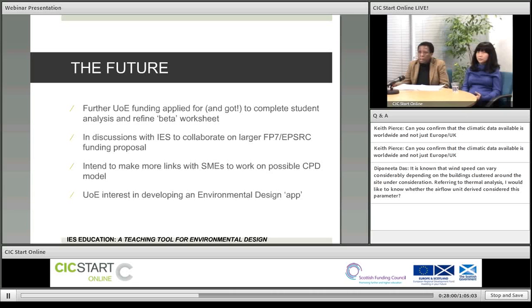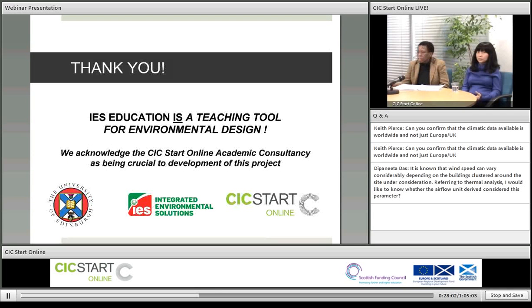So there are definitely a lot of benefits we can see for the future in terms of this initial project that we've just completed. And to round up then, we think that IES is a teaching tool for environmental design. It has certainly been shown, in our short project period, that there are themes and areas that we can extract and develop that will work well in a teaching environment at different levels, including self-teaching within a program and so on. But we do acknowledge CIC Start Online.